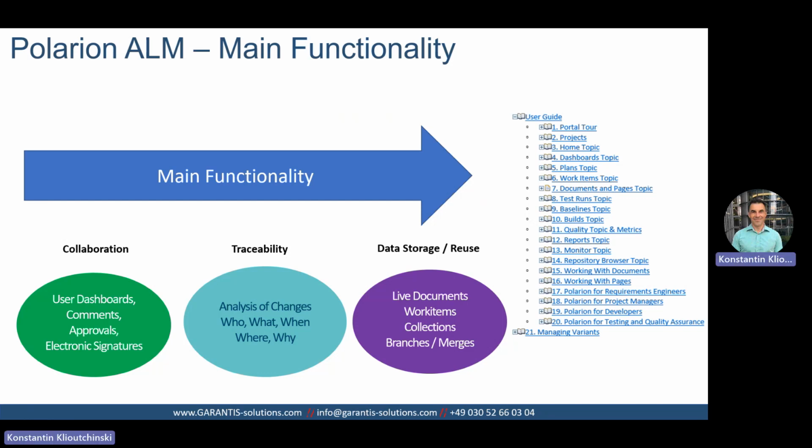We can always answer the question who did what, when, where, and why. And this is based on history and traceability. Now, another point is data storage and reuse. We store information in Polarion in work items.